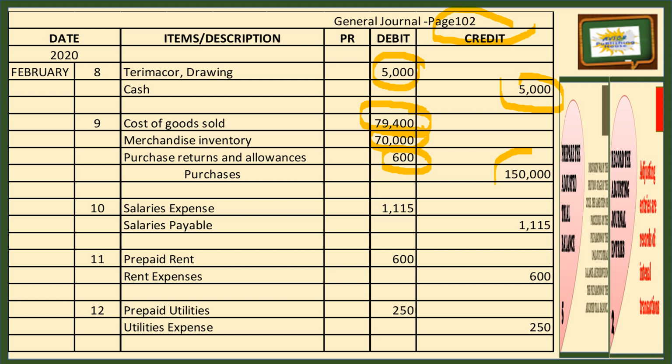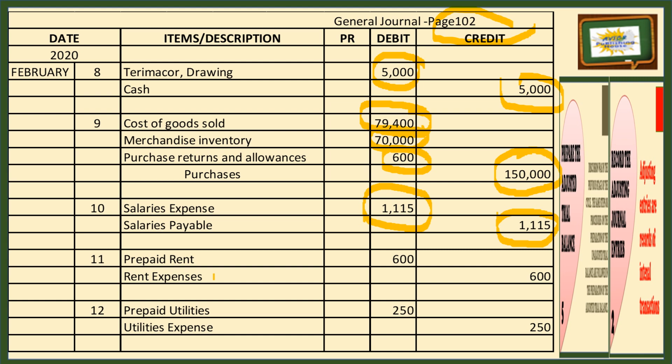So credit purchases will not be appearing in the financial statements of the business because it will be the cost of goods sold and merchandise inventory that will be reflected. Now, salaries expense for 3 days will be 1,115. So debit salaries expense, which is not yet paid, so that becomes salaries payable.